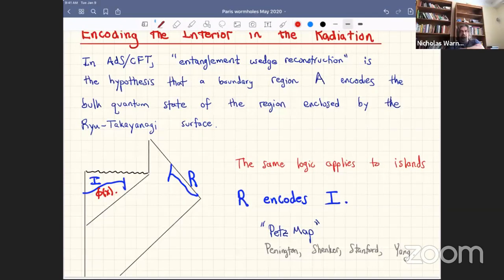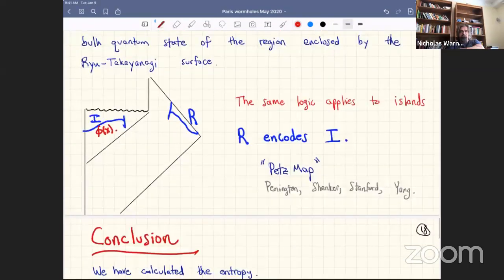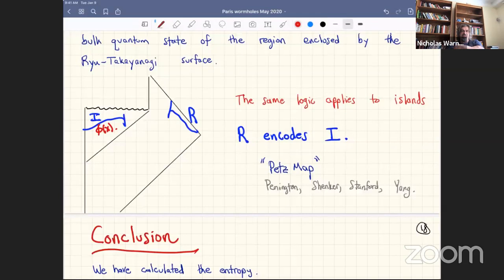Sorry, doesn't that therefore make the point I was trying to make, which is that the island consists of basically some kind of semi-classical description of all the crap that's fallen into the black hole that will purify the radiation?